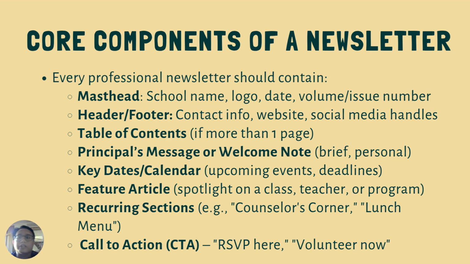Now, every professional newsletter needs 8 core components. So, I'll read them very quickly so you can just screenshot or pause. So, first one is the masthead. That's like the head of the publication. So, that includes your school name, your logo, the date, volume number, and so on. Now, next one is header and footer. Now, this contains the contact information and social media of the school.